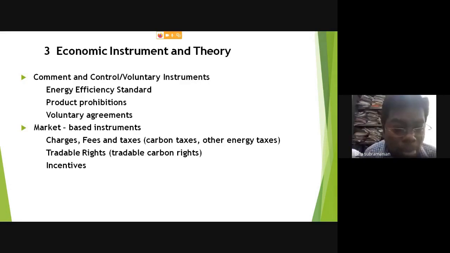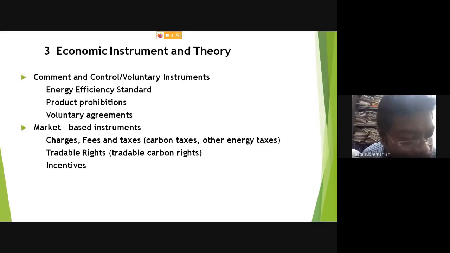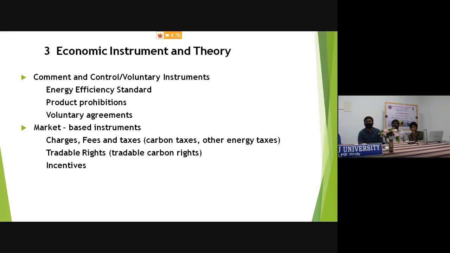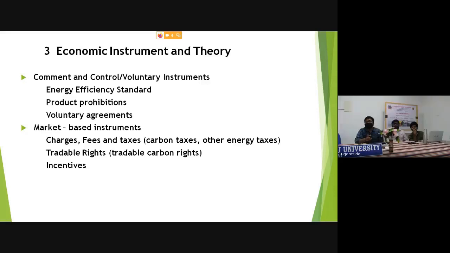Is any economist participating in the program? Hello, can you hear us? Hello, sir? Any economist participating in the program? Any social science? No, sir. Okay, actually, which backgrounds are you from? I'm sorry, I'm not able to interact with you. Sir, we have energy and environment, biotechnology, biology, plant science. Okay, plant science.